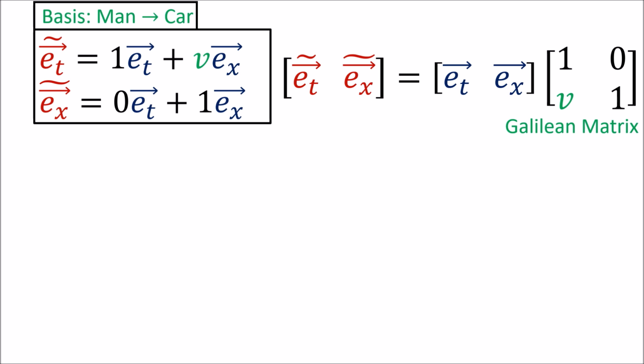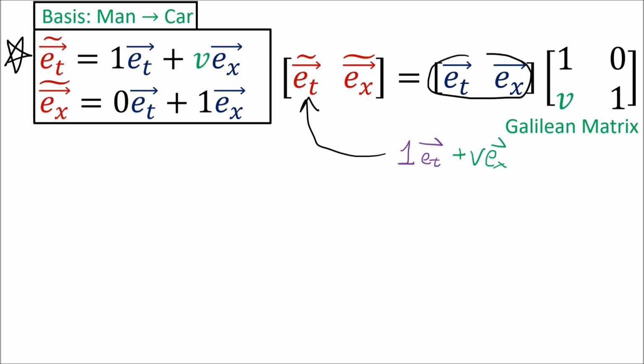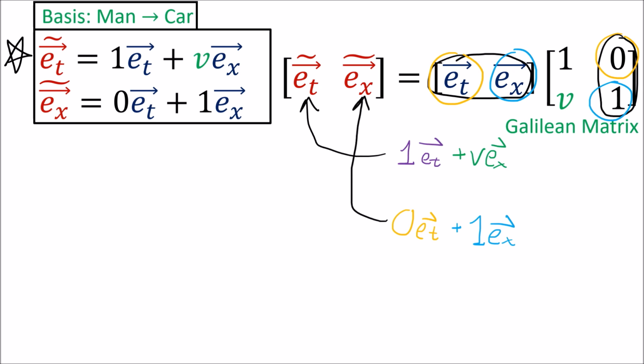We can confirm that this is correct by doing the matrix multiplications and making sure we get these formulas when we're done. So when we do this row times this column, we just use the rules of first times first to get 1 et, and second times second to get vex. And since this is equal to the first element in this row, et tilde, we've confirmed this matches with this equation. Next, if we do this row times the second column, we do first times first to get 0 et, and second times second to get 1 ex. Since this is equal to the second entry of this row, ex tilde, we've confirmed that this matches this equation here.